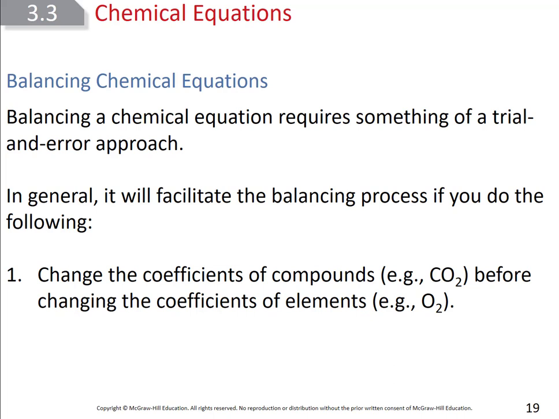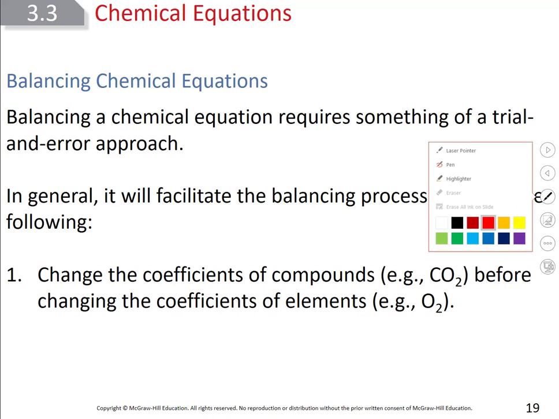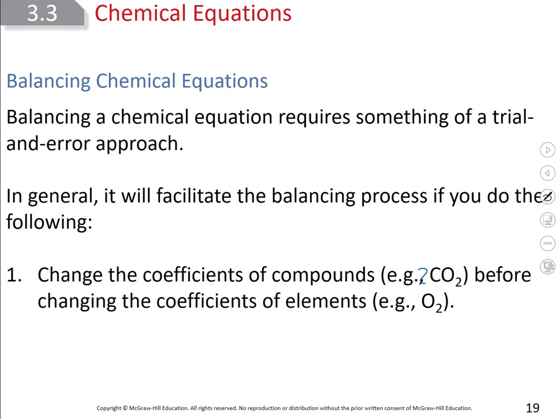For balancing equations, first of all, you're going to change the coefficients of compounds before elements. The reason for this is if I put a coefficient of, say, 2 in front of this carbon dioxide here, that changes the number of carbon atoms and the number of oxygen atoms. Whereas if I put a 2 here in front of oxygen, it just changes the number of oxygen atoms. So if you have any elements present, you want that to be the very last thing you balance, because when you put a coefficient there, it's not going to mess up any of your previous work. So if you have any elements, save that balancing for last.